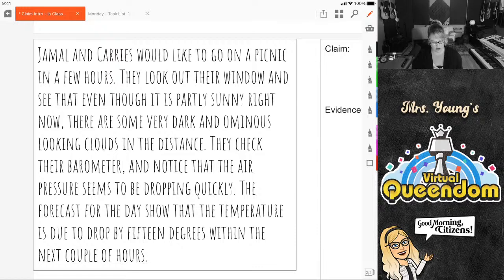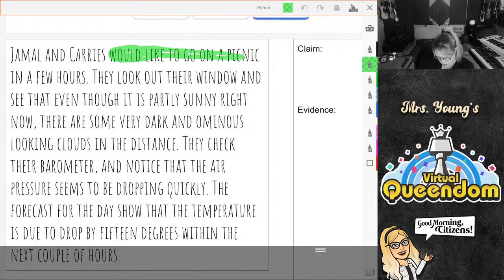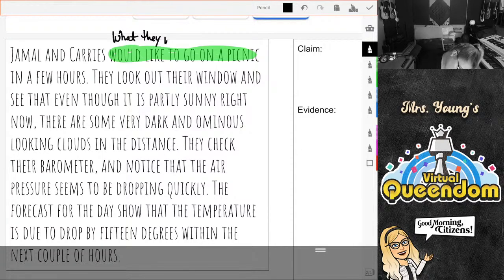Biomes are a fancy way of saying animal and plant habitats, where plants and animals live. What are some observations that you notice? So we know what they want to do. So what they would like to do. Okay, what else do you see?